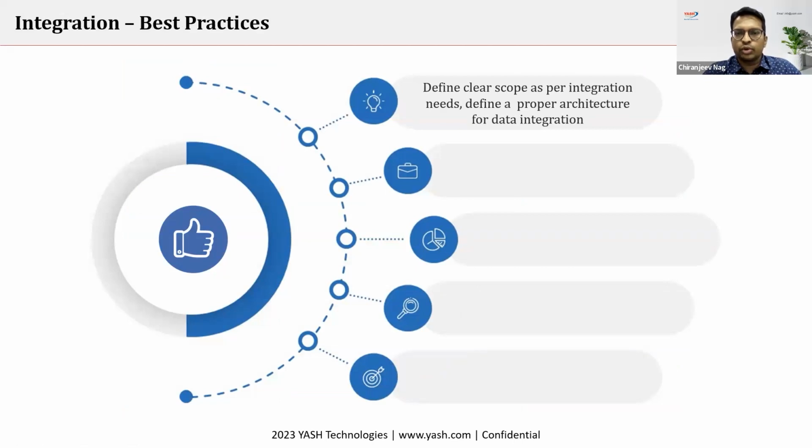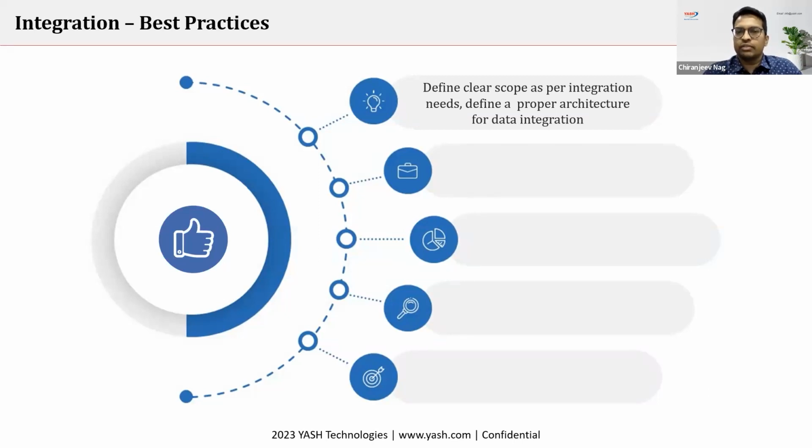So now we'll talk about some of the best practices that we follow in our projects. So the first one is we'll have to clearly define the scope as per the integration need, and we'll have to define a proper architecture for data integration. So this is exactly what we just covered in the previous slide. So we'll have to define the integration need first. What are their pain points? What has to be integrated? Like which modules have to be integrated.